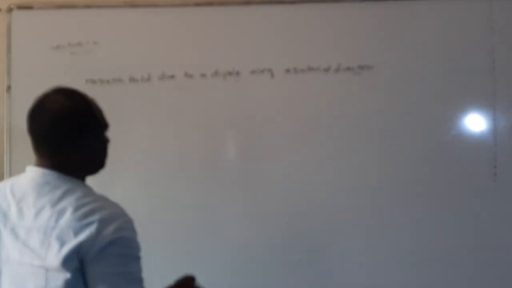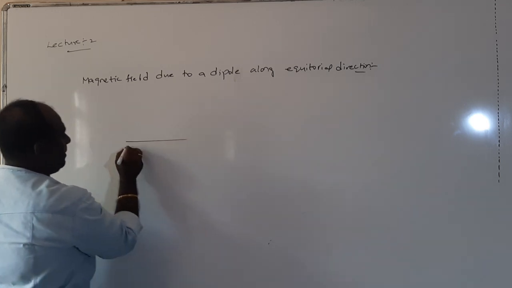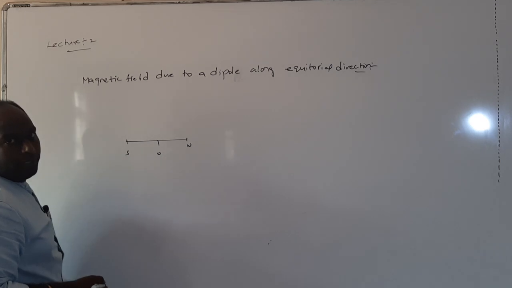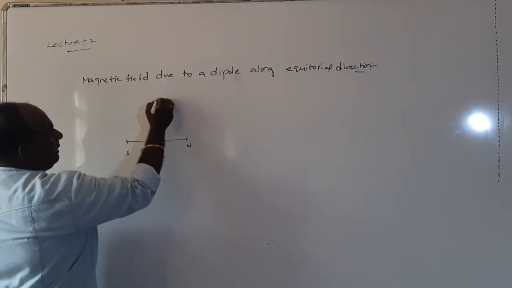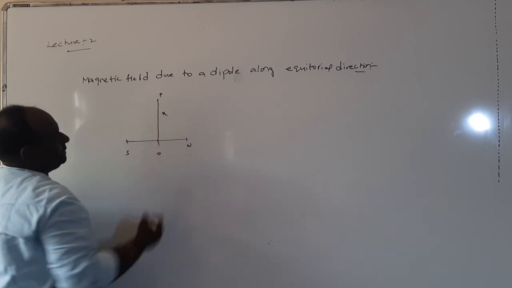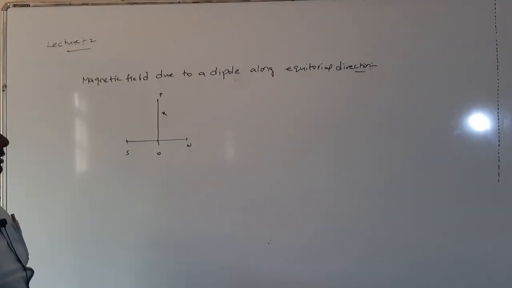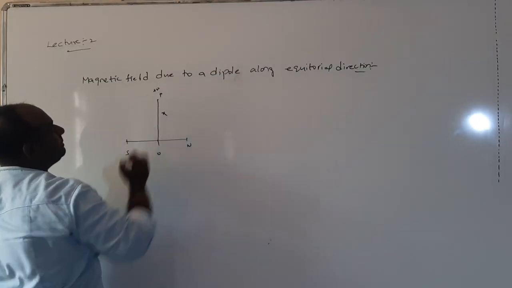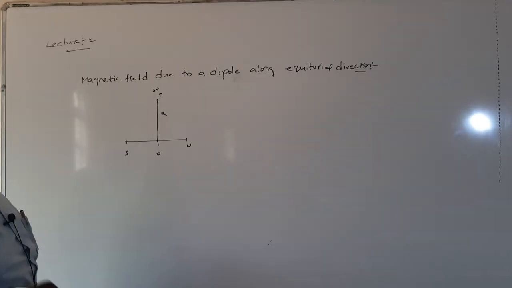Now, sir, consider this is a dipole. This is the south pole, this is the north pole. This is the midpoint. I want to find the magnetic field at a point P, which is at a distance x from the center. Here, I am placing a unit north pole. It is not possible in practice, but for assumption I am taking a unit north pole at point P.